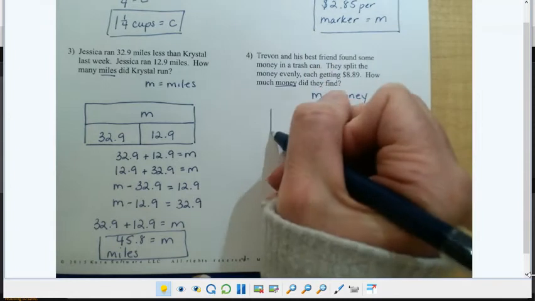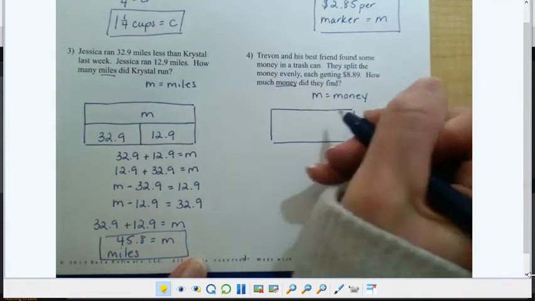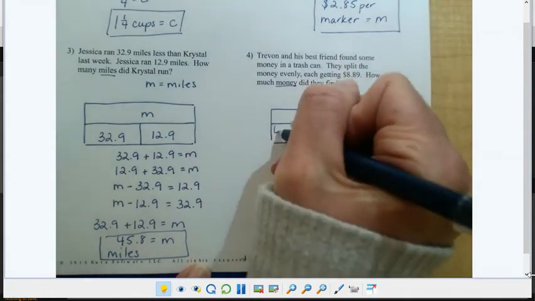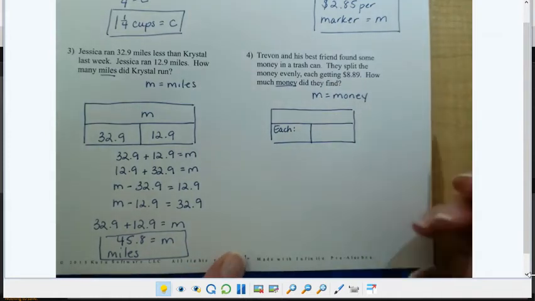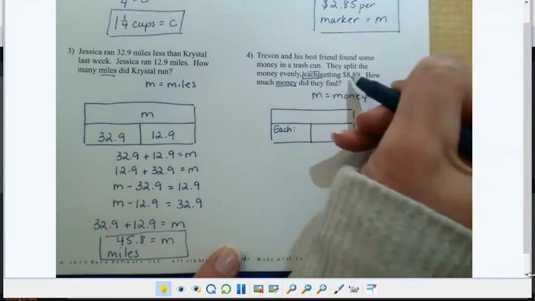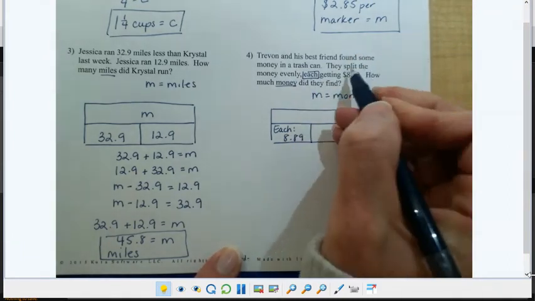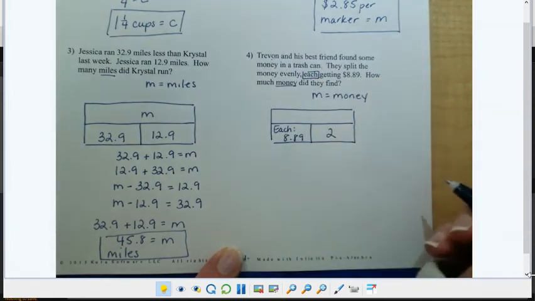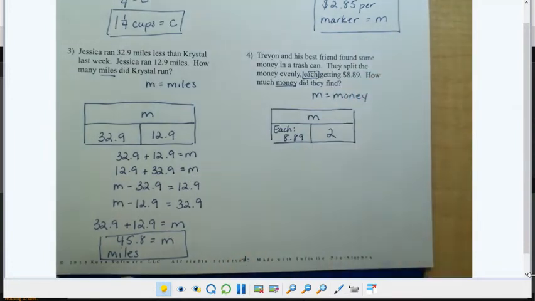I can set this one up 2 different ways. So it has an each in it, so I can set it up as multiplication and division, or I could set it up as an addition problem. I'm going to go ahead and set it up with my each box. So they each received $8.89. That goes here. They split it evenly since it's just him and his best friend. That's 2 of them. And then we want to know how much money they found in all. So that's going to be my total.